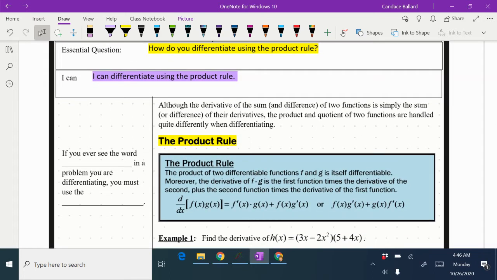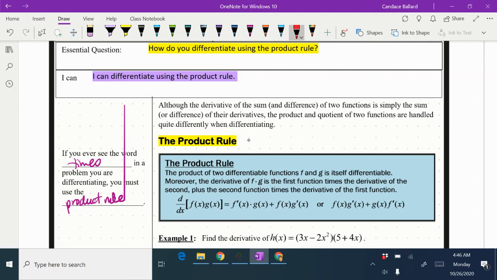The first thing: if you ever see or say the word times in a problem you're differentiating, you must use the product rule. So if you don't have the colors red and green, get the colors red and green. We're going to use lots of colors. I think I'm going to use blue and yellow throughout the lesson. So colored pencils, crayons, markers, something.